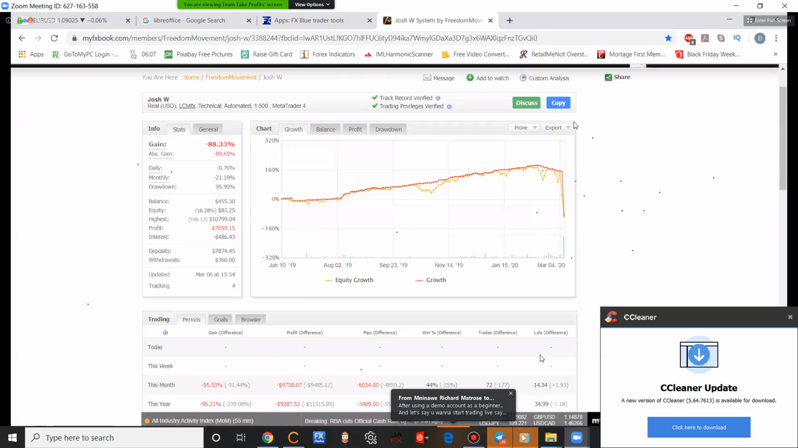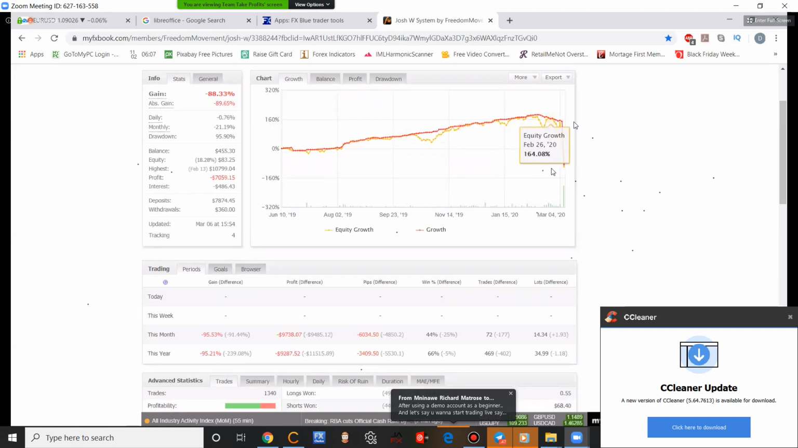Okay, so let me show you this guy's equity curve here. This is real money too. So this is Trade Ringer. You guys see this equity line here? So the red line doesn't mean anything. A lot of people don't know that. The red line does not mean anything without the yellow line.